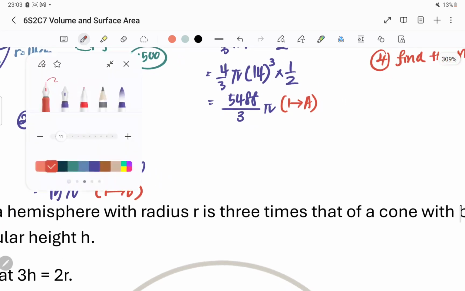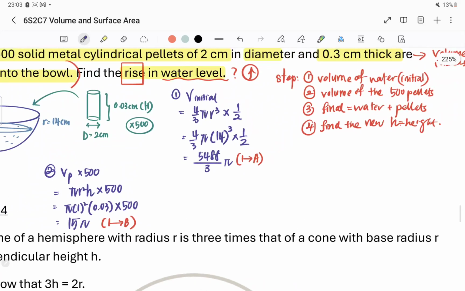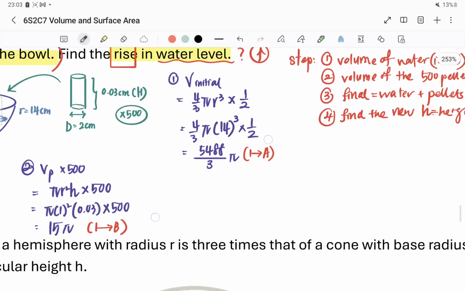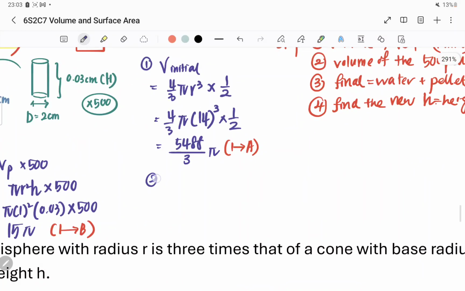Okay, so you see up until now, I already found the volume of the water in the bowl initially, and I also found how many pellets I actually put in. So what is the final volume? The question asks us to find the final volume. Final volume will equal 5488 divided by 3 pi plus 15 pi.